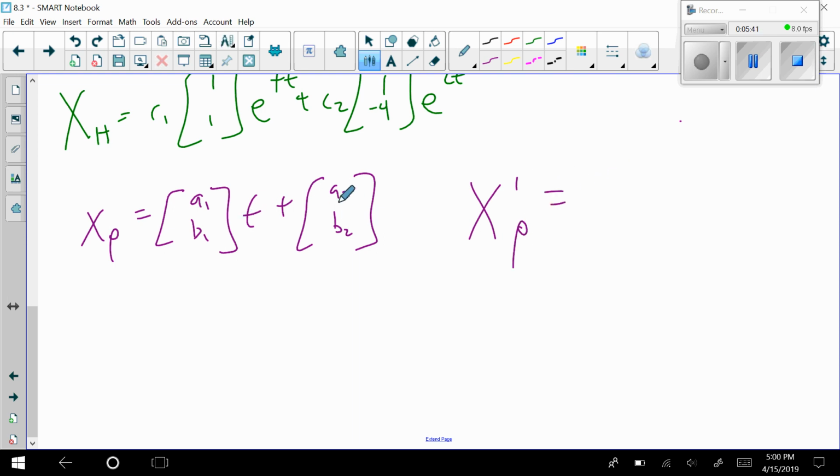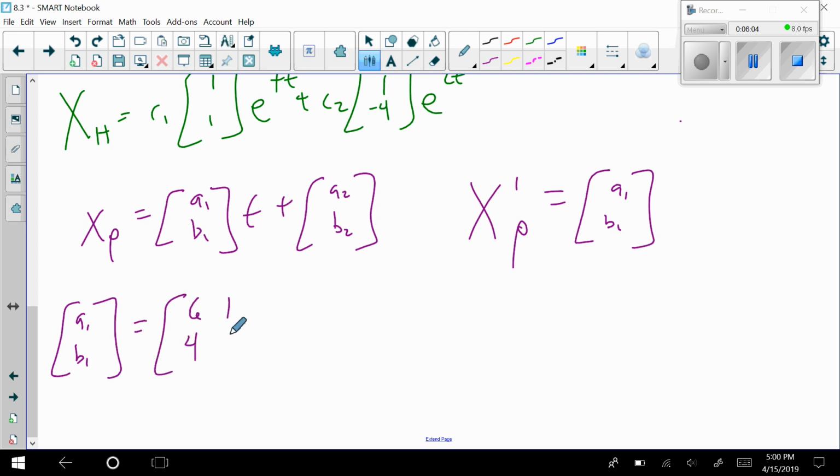That means this thing here are constants. They're gone. That's 0. Then I would just be left with, well, this t drops out, so it's just a sub 1, b sub 1. Now, setting it up, I would have the derivative, which is a sub 1, b sub 1, is equal to my A, which is 6, 1, 4, 3. And then I had x.